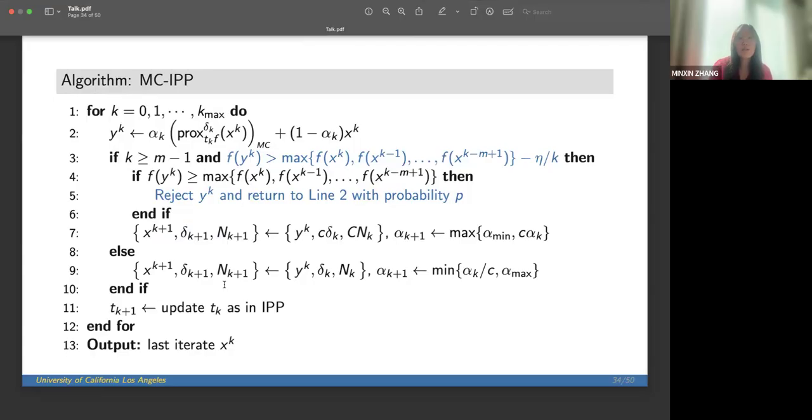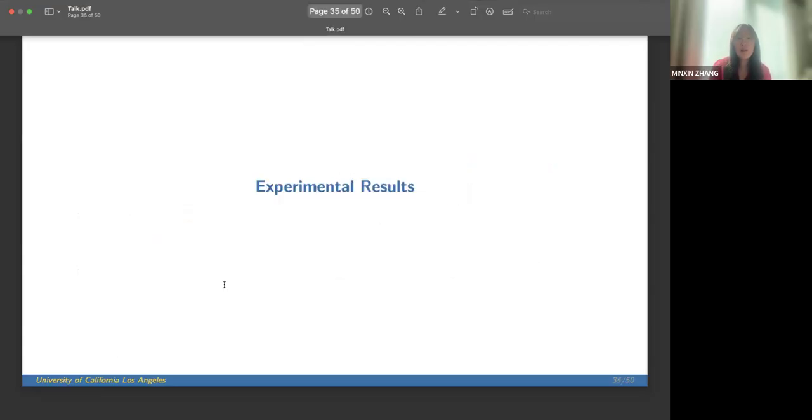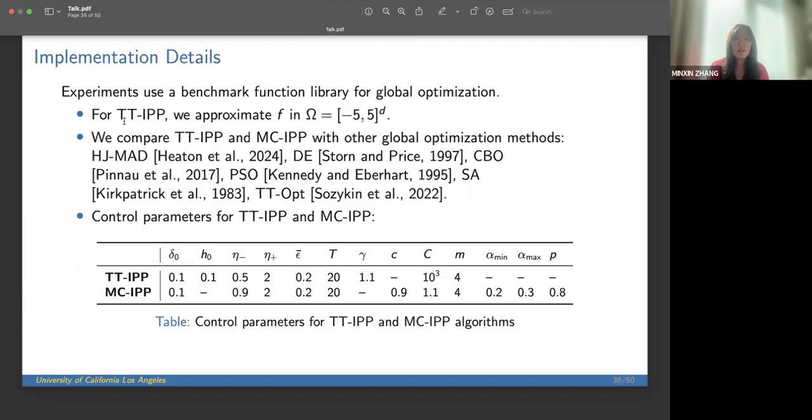How do these two algorithms perform in practice? We have done a lot of experiments. Here are the results. For TT-IPP, because we need to construct a low-rank tensor approximation on a mesh grid, we restrict our objective function to a bounded region, which is omega here. So the range along each dimension is between -5 and 5. And this dimension d can be high, up to hundreds.